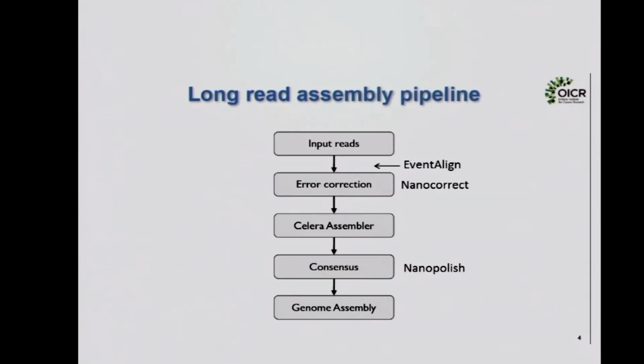All right, so those three pipelines occur at different points within the process. Input reads is your fast5 files. I'll touch on Event Align momentarily. Error correction is where we're at right now. Their Nanocorrect pipeline is going to fix those errors in the Nanopore reads before going on to Celera and then consensus sequence and then genome sequencing. This is a little bit different than the PB consensus for the Nanocorr. We'll touch on that because that has to do with the Nanopolish tool.